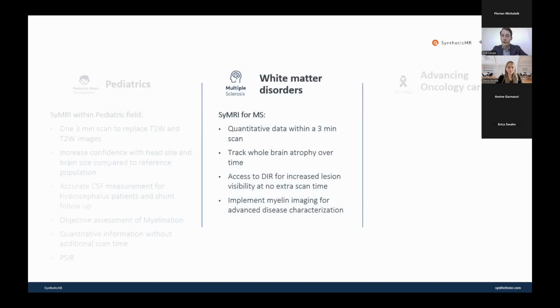Okay, moving on to white matter disorders, and for example, MS. Access to that quantitative data in as fast as a 3-minute scan time is very useful. And then in MS, of course, we want to track whole brain atrophy over time. SyMRI also provides the addition of the double inversion recovery images, which have been shown to provide increased lesion visibility. Using SyMRI, you get access to that sequence at no extra scan time. And then for the more advanced users, the ability to implement myelin imaging for more advanced disease characterization.